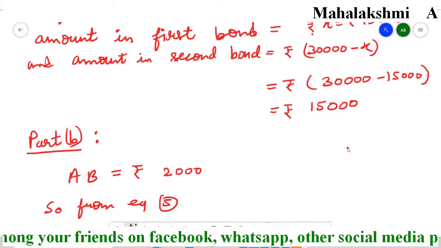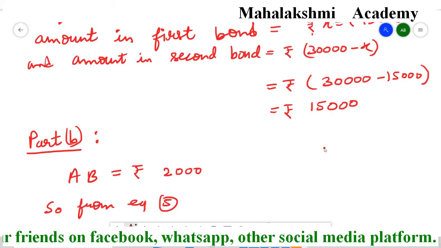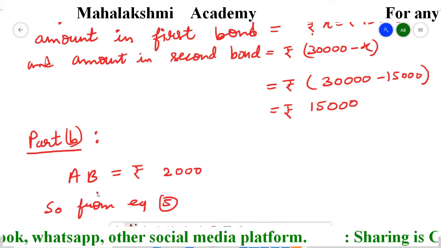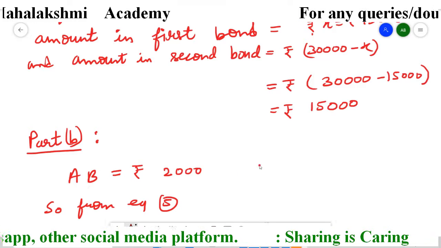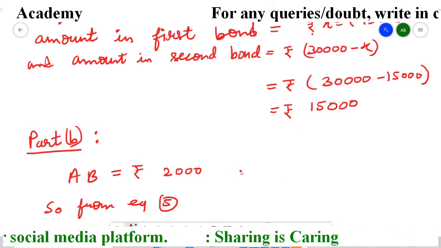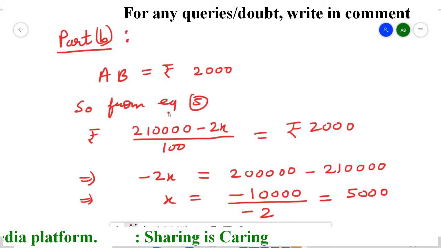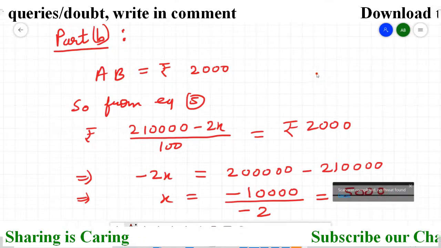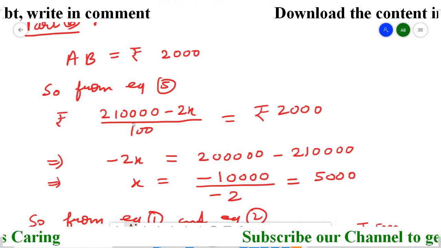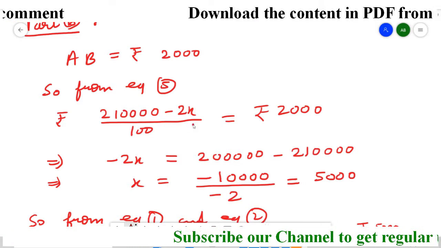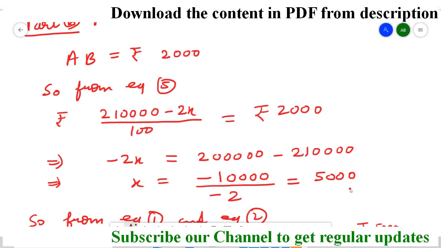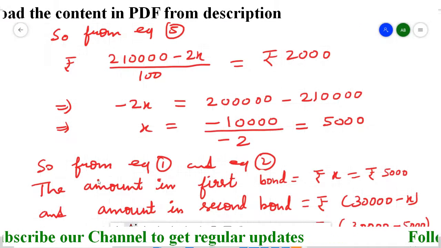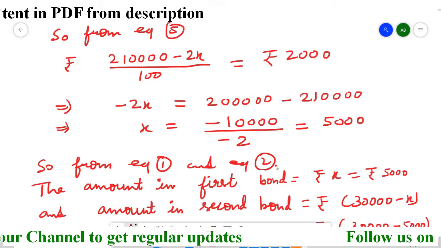Now in the second part, you check in the question, the annual interest is given as 2000 rupees. So AB is the annual interest which we already calculated in equation 5. So from equation 5, I directly substituted the value; the calculation you already have in previous steps. Now I copied it here, and now we'll solve this for x, and that will give us rupees 5,000.